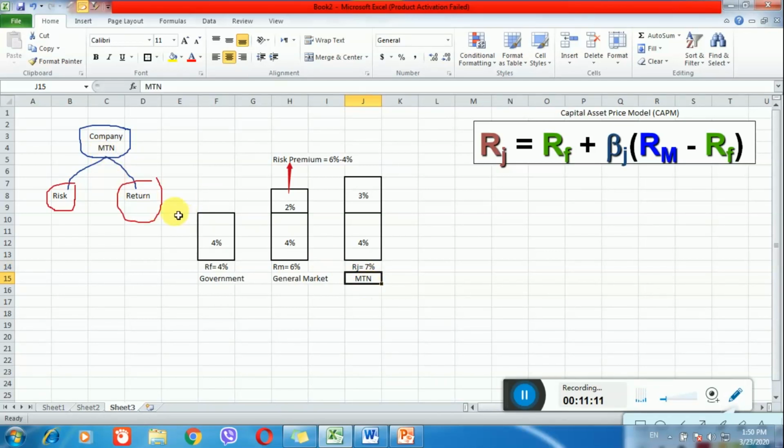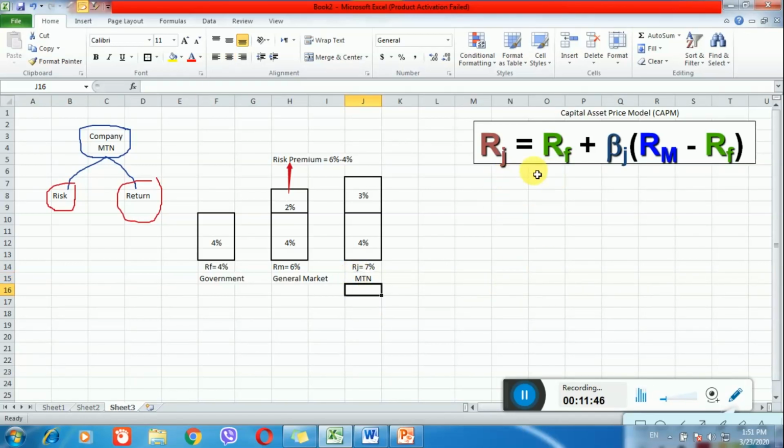Whenever you invest in this company, the return should be based on the risk. So if the risk of this company relative to the general market is higher, the return should also be higher. So you can say now that MTN is giving the return according to the systematic risk the company has. Okay, dear students, this is what you have learned about.